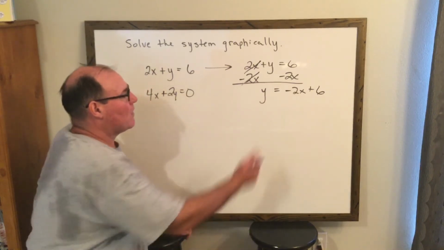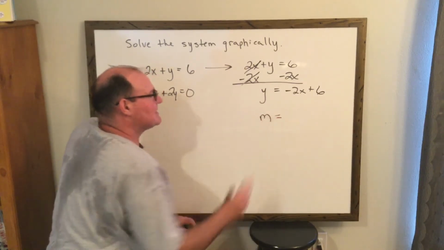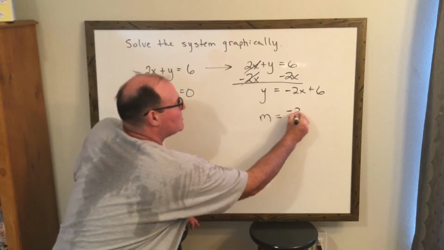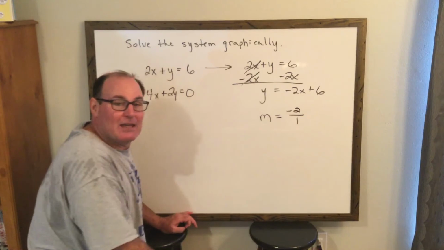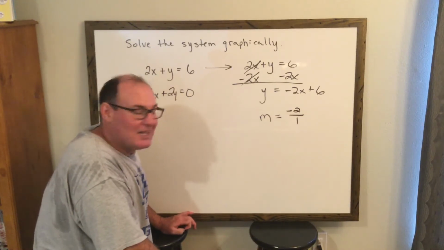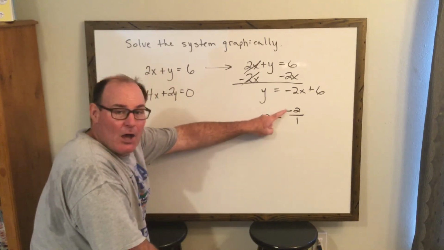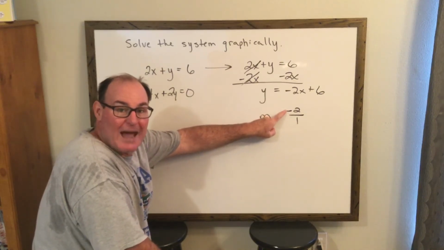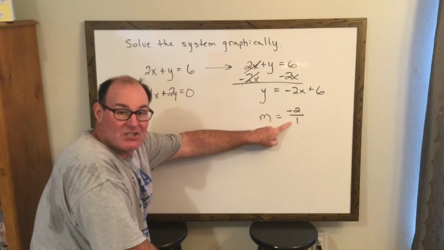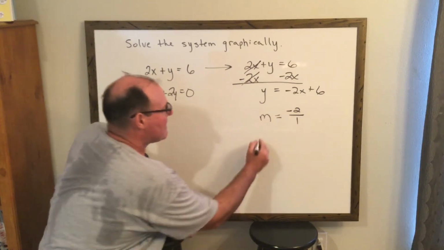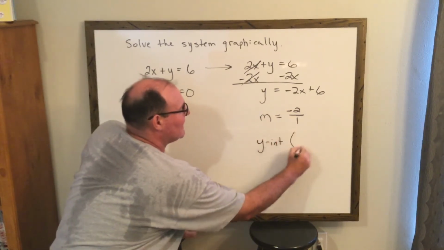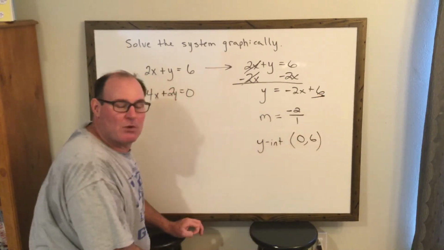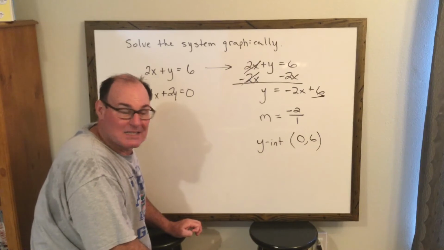Okay, so now the slope of this line is the number that is in front of the x always. So that is going to be a negative 2, and I'm going to write that as a negative 2 over 1 because slope is the ratio of the y over the x. So this means I'm going to go negative 2 in the y direction, so down 2, and then 1 in the x direction, so right 1. And then the y-intercept of this line is this value right here, so 0, 6. That is where the graph goes through the y-axis.